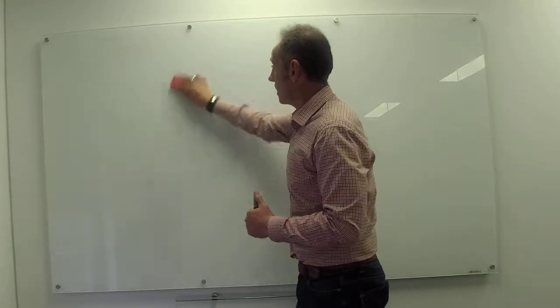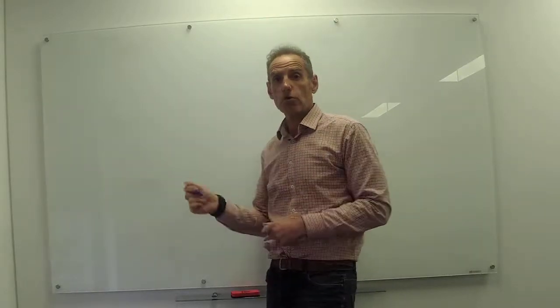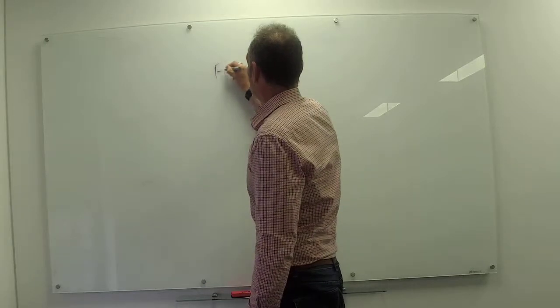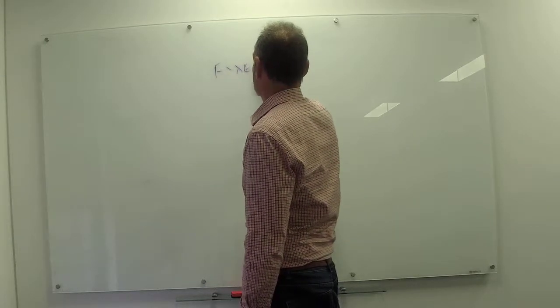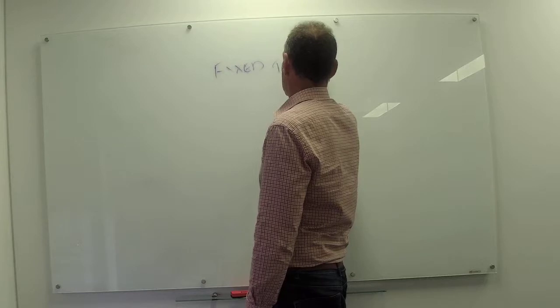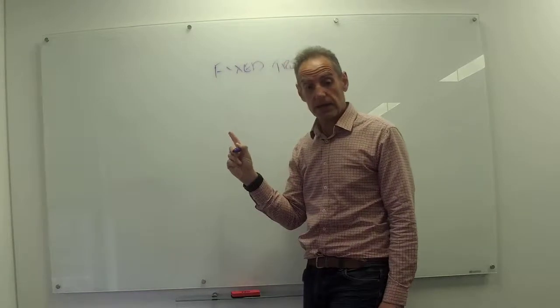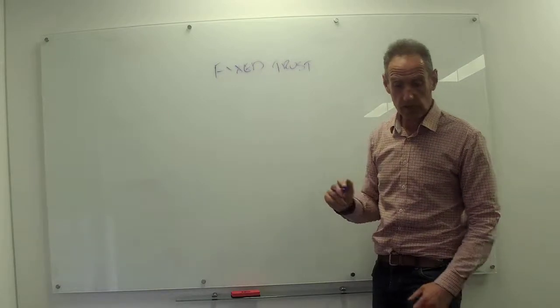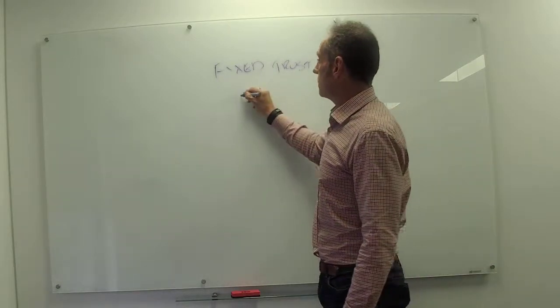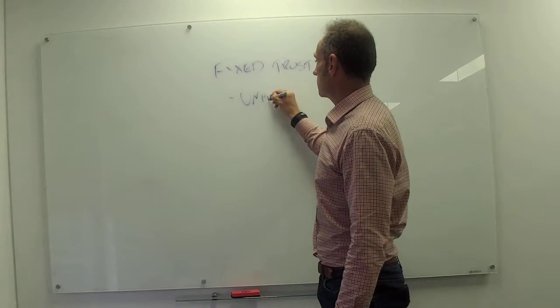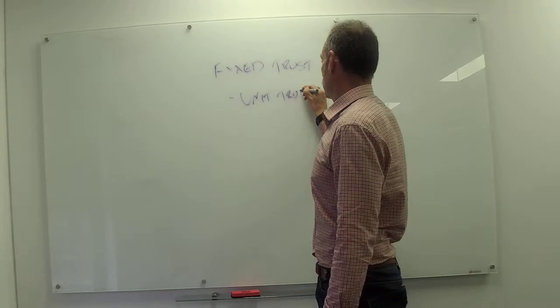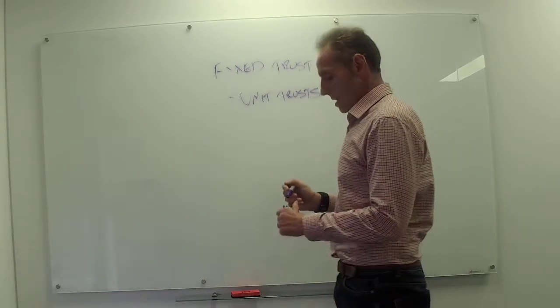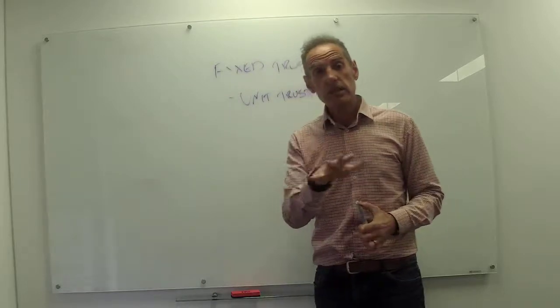The next kind of trust that we might commonly come across is called a fixed trust. Hopefully you can see that on the whiteboard better than you could see the blue on the whiteboard. I'll just have a look. These can also be called unit trusts. And the way these work is completely different.